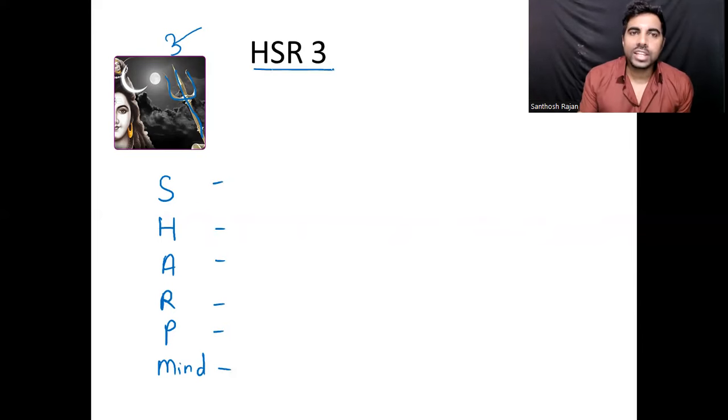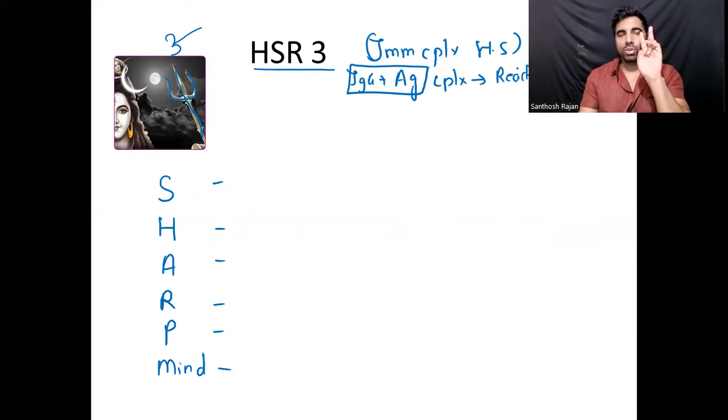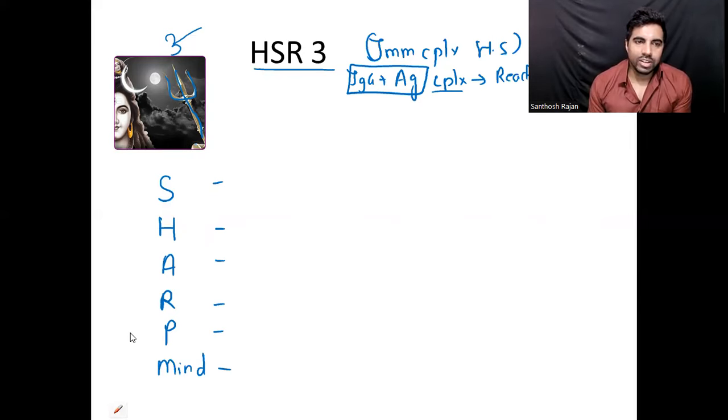So the other name is immune complex mediated hypersensitivity reaction. The word is important because here immunoglobulin G with antigen forms a complex, and only then will it cause the reaction. Not directly like in hypersensitivity 2, where it was just IgG directly acting. Here the antibody and antigen form the immune complex. So what are the shortcuts we have here? It's very easy, you can remember very easily.